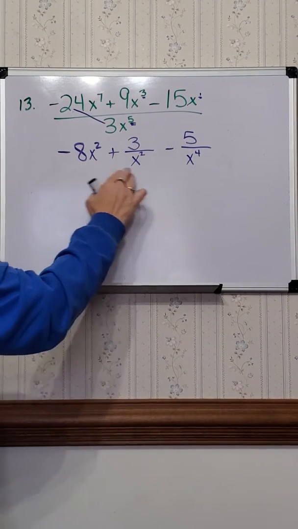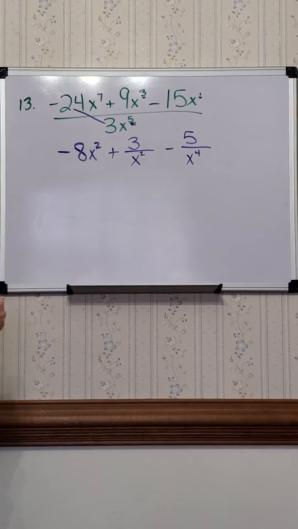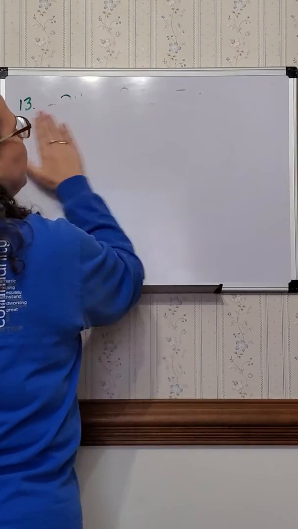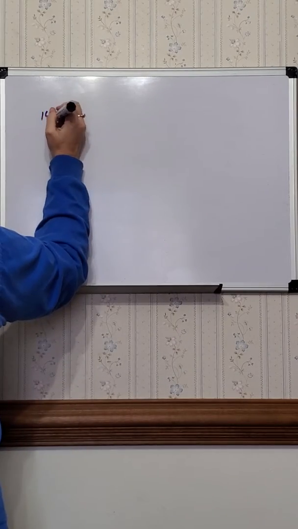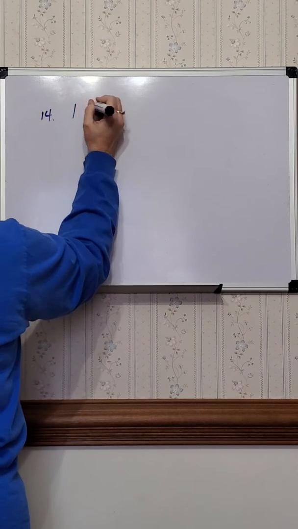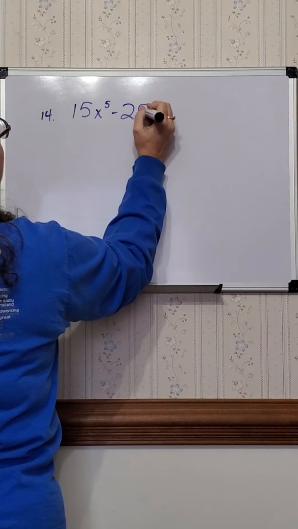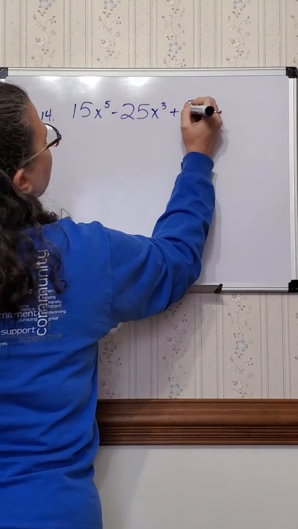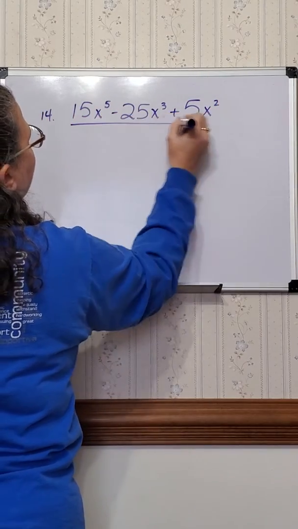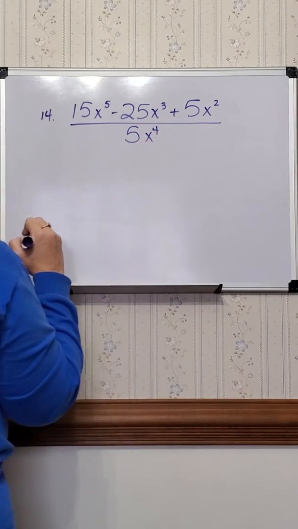So each piece is going to be written either in a fraction or written like this, depending on how it solves out. Let's look at another one of these just so we can make sure you understand them. Let's go ahead and look at number 14. All right, so for number 14, we have 15x to the 5th minus 25x to the 3rd plus 5x squared. And we're dividing this all by 5x to the 4th.